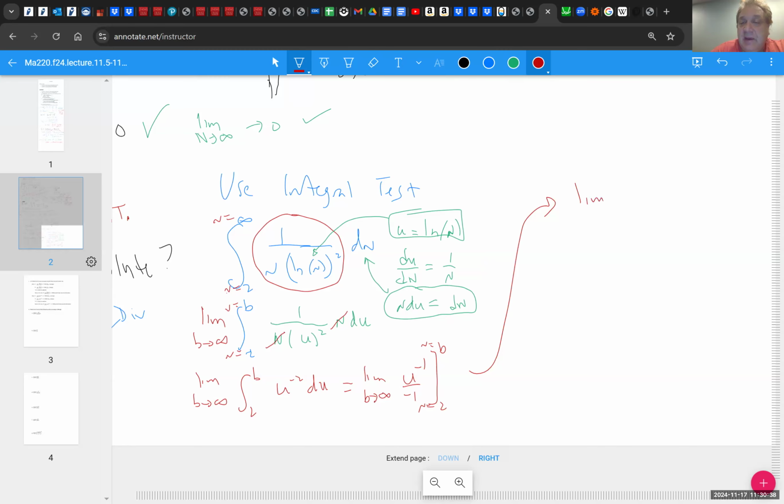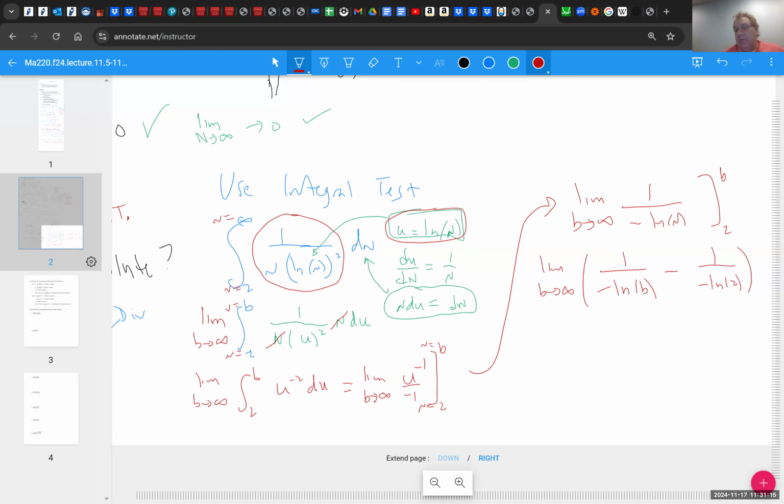So I get the limit as b goes to infinity. U, remember, is just ln n, so I can just put in the ln n there. I'm going to write it on the bottom because it's u to the negative 1, which means it's on the bottom. So it's 1 over negative ln n from n equals 2 to n equals b. Now we can plug those things in. I plug in b, I get 1 over negative ln of b. I plug in 2, so minus 1 over minus ln of 2. So I plug in my top and bottom limits, subtract, and then I'm going to take a limit.